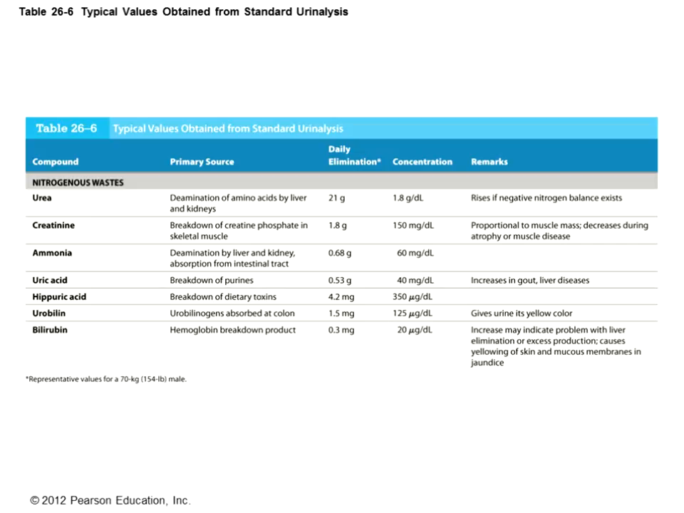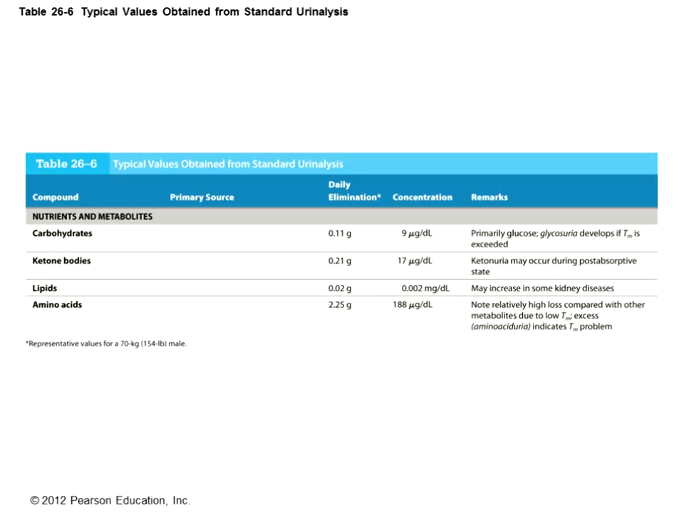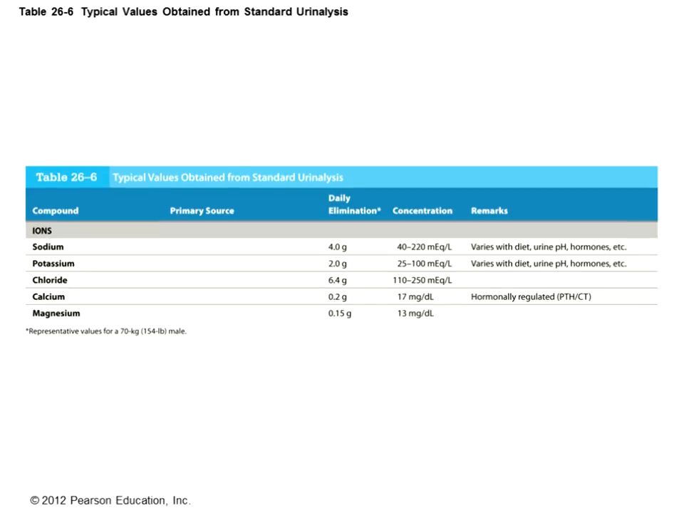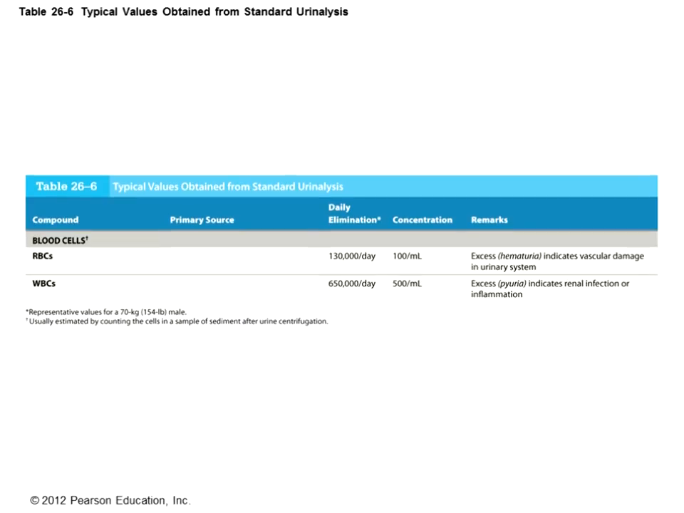And then here are some of the compounds you can see in the standard urinalysis. Obviously, urea, creatinine, ammonia, uric acid, things we've talked about that you'll find in the urine, and you can see the significance of some of these things. So this is a nice chart to see what types of things you're seeing in the urine. All right? Sodium, potassium, calcium, etc.